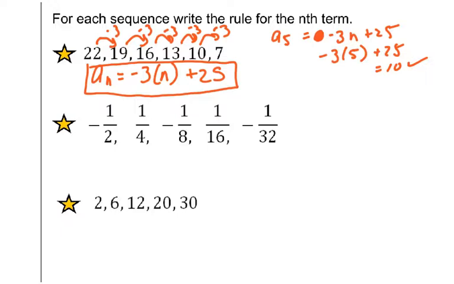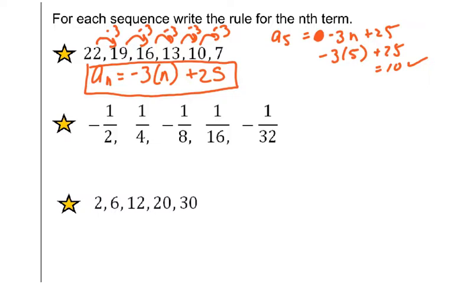Our next example is not going up by a constant. So I can't add anything to negative 1/8 to get 1/4 that I can then add to 1/4 to get negative 1/8. So you can see the change in between each term is not the same. It's not just subtracting 3 or adding 2 or whatever.